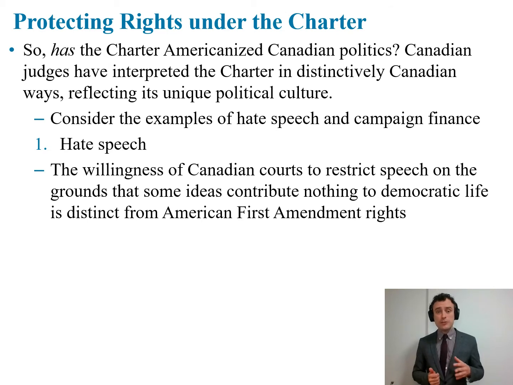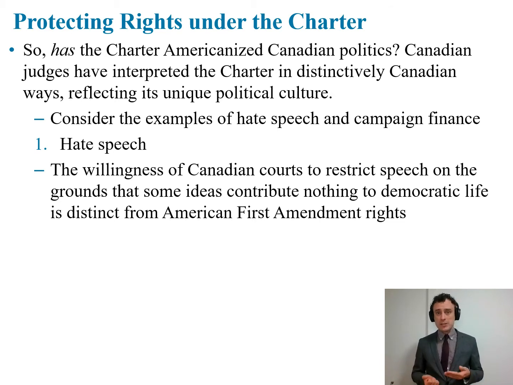And we see that here, the willingness of Canadian courts to restrict speech on the grounds that some ideas contribute nothing to democratic life because they are hate propaganda and spread by hate mongers. This is distinct from an American idea based on a First Amendment right of free expression, and that the way that we challenge hateful ideas is with non-hateful ideas. They are going to be more successful in a marketplace of ideas.